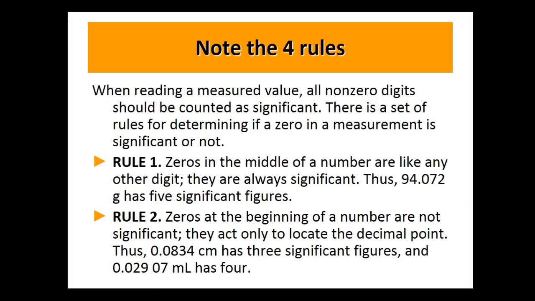So there's some confusion about the rules as well. So remember, 0 is in the middle of a number. Sorry, we forgot to read this part. When reading measured values, all non-zero digits should be counted as significant. So if it's a non-zero, if it's just a regular number, it is significant all the time. These are rules for zeros.